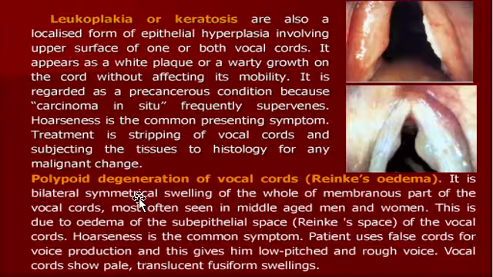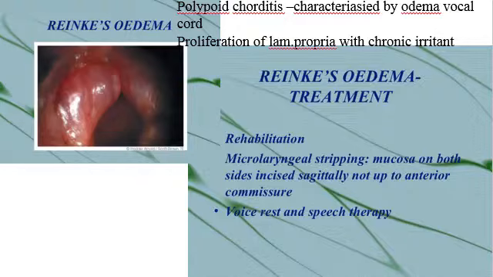Polypoid degeneration of vocal cords, the laryngeal edema. It is a bilateral symmetrical swelling of the whole of the membranous part of the vocal cords, most often seen in middle-aged men and women. This is due to edema of the subepithelial space, which causes the swelling of the vocal cords. Hoarseness is the common symptom. The patient uses both cords for voice production, and this gives him a low-pitched and rough voice. Vocal cords show pale, translucent fusiform swellings.